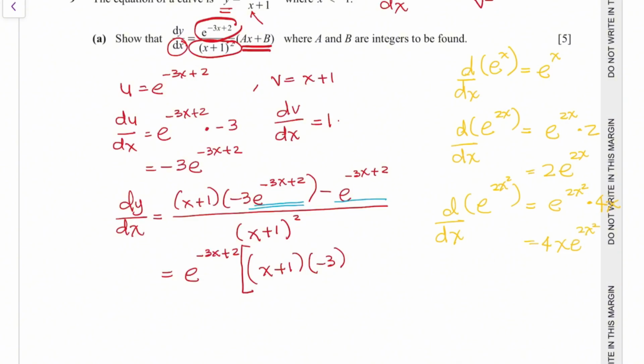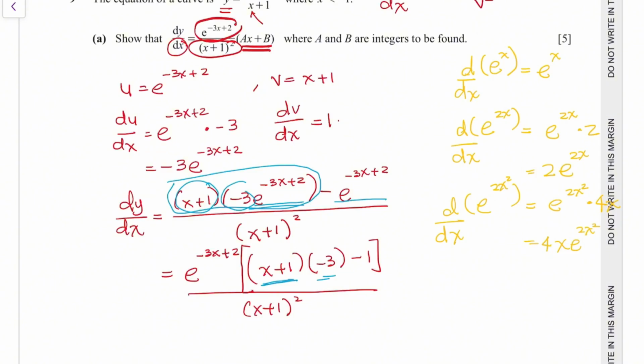Okay, that's from our first group over here. What about from the second group? It's just minus 1. You see, the first group is this one. So I have x plus 1, and then I have negative 3, which is coming from here and here, right? And then minus 1 is basically coming from minus e to the power of negative 3x plus 2. My denominator remains the same, which is x plus 1 square.